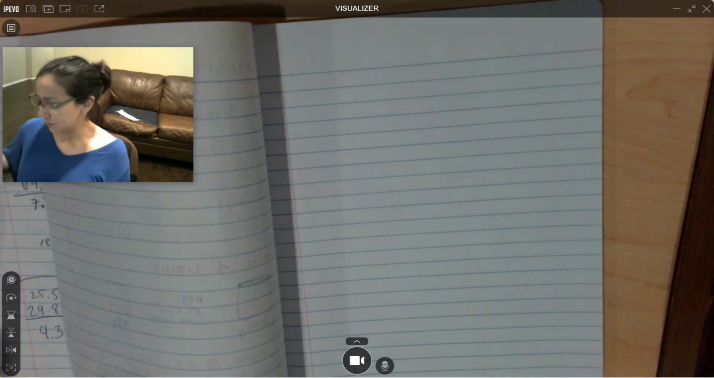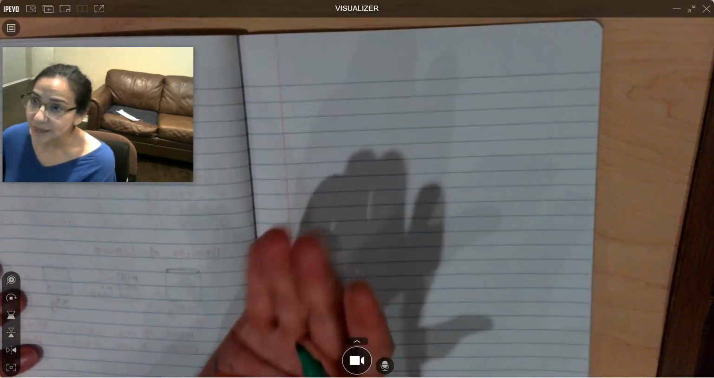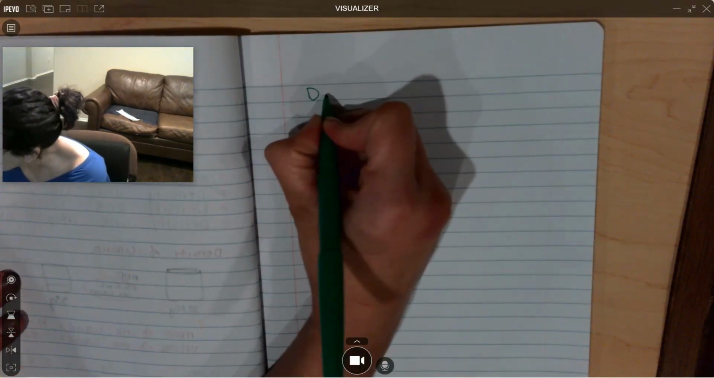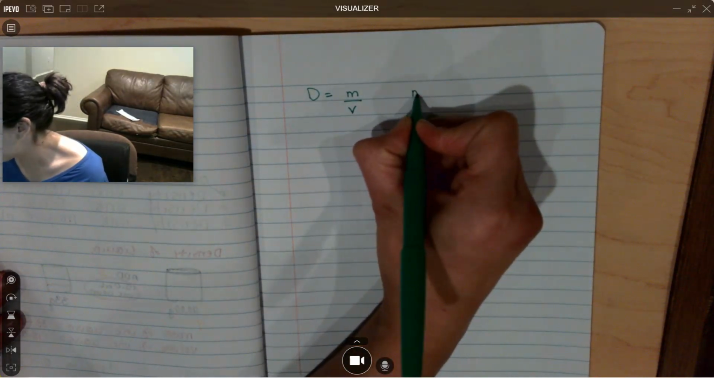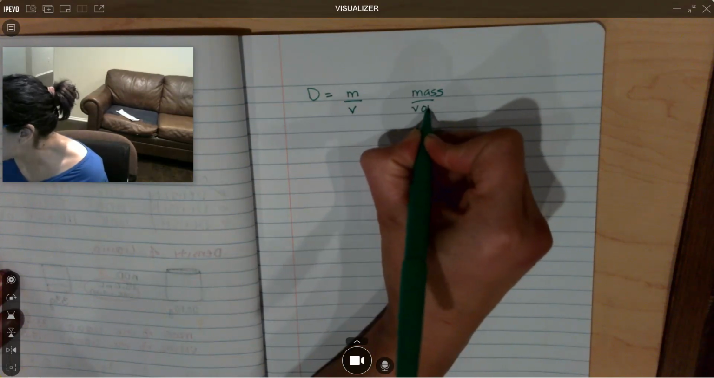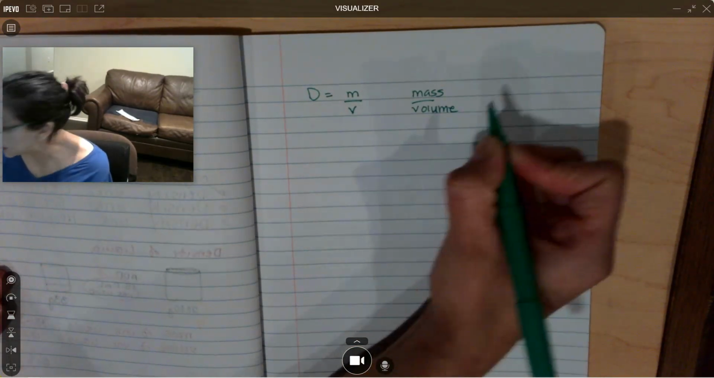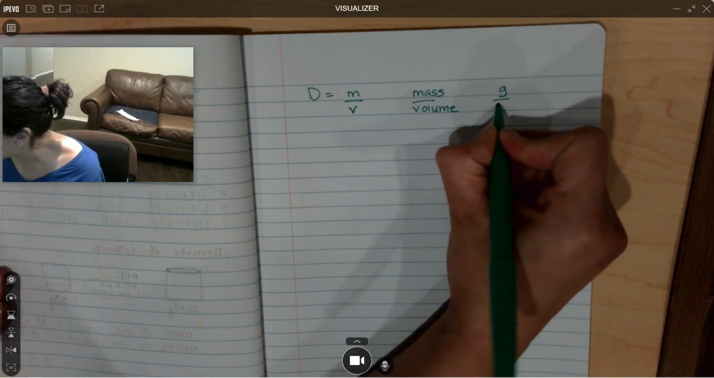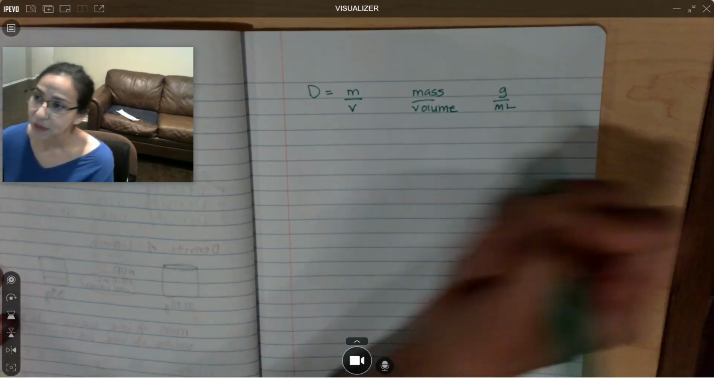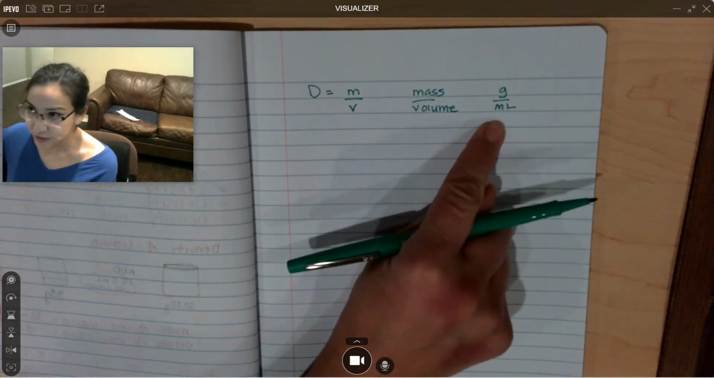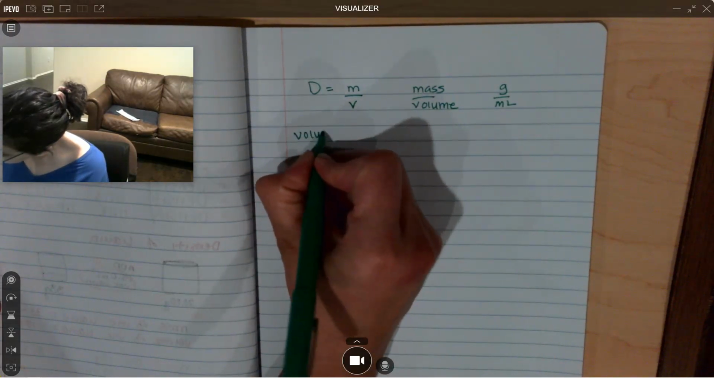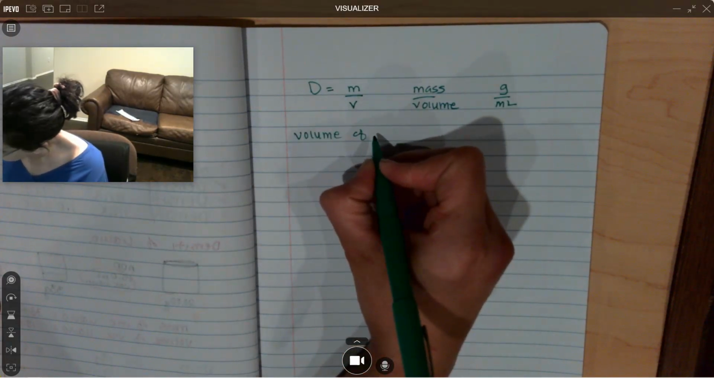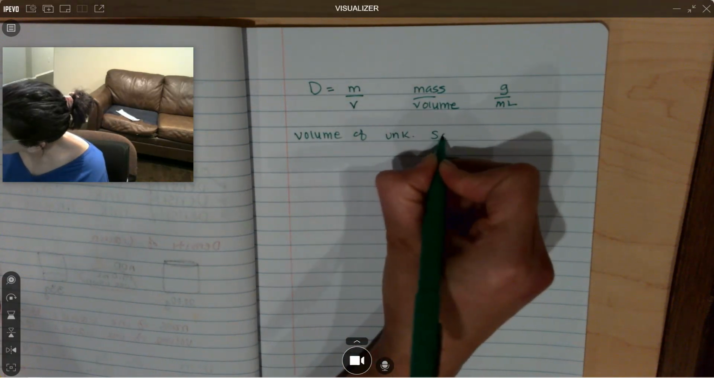Now let's calculate the density of an unknown solid. Let's go ahead and turn the page. Before we start, let's write down the equation: density is equal to mass divided by volume. You want to be able to look at this until you memorize it. The units are grams per milliliter, which are the units given to you right here. And we're going to do the volume of an unknown solid.